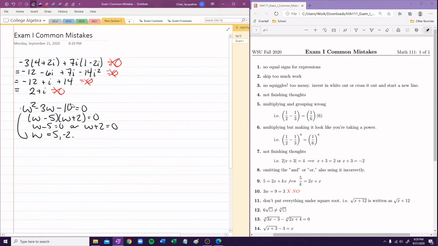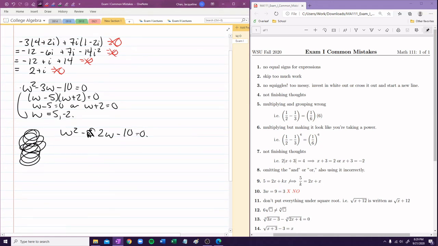Another thing is no squiggles. It's too messy. Either invest in whiteout, or cross it out and start a new line. So some people just go crazy and do this, and then they might mess up, so then they squiggle and then do this. No, this is not acceptable. Would you turn in a paper like this? No, or I would hope not.